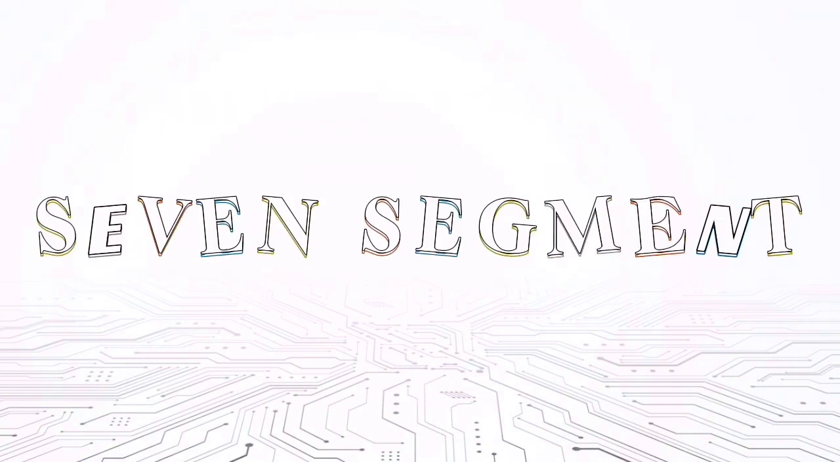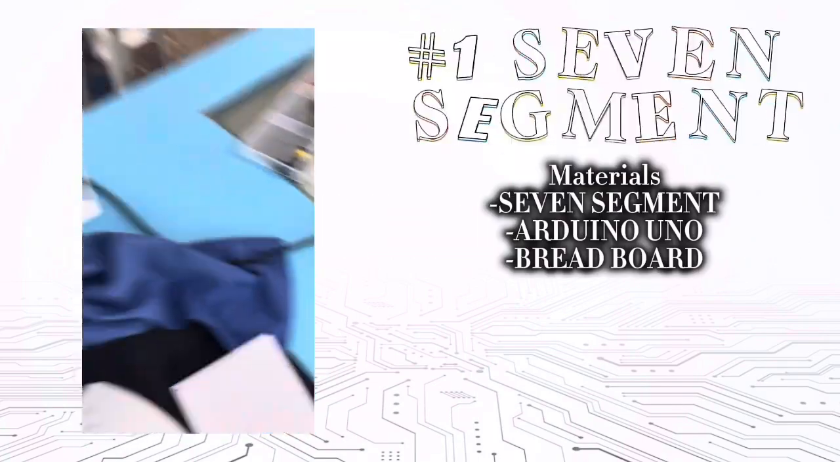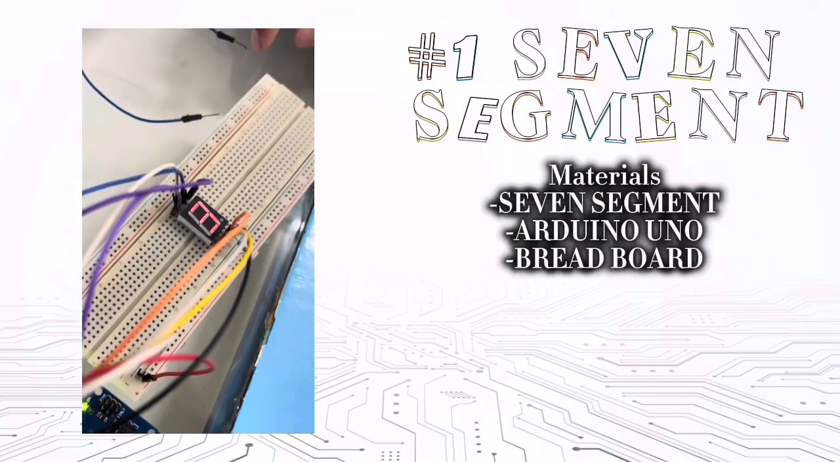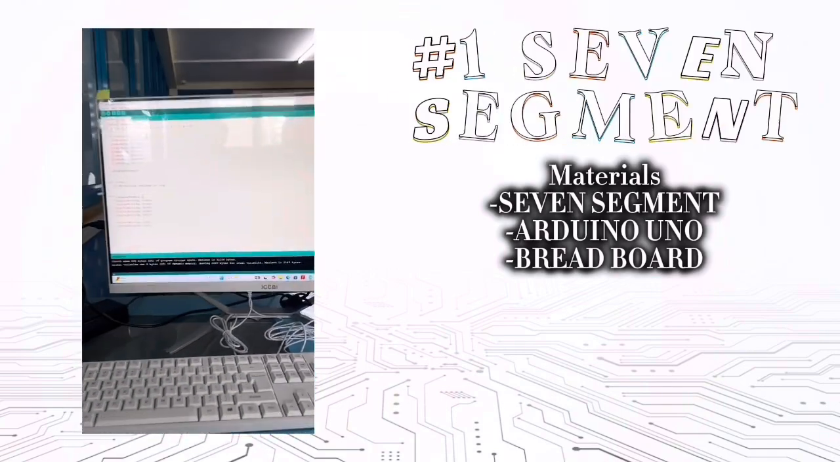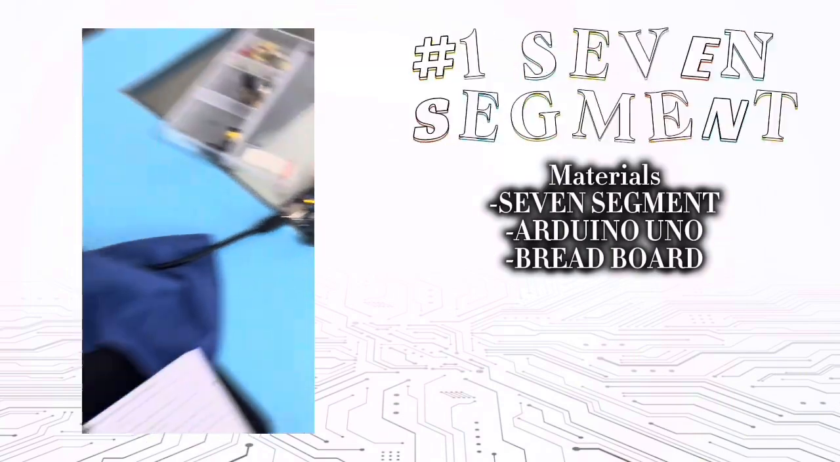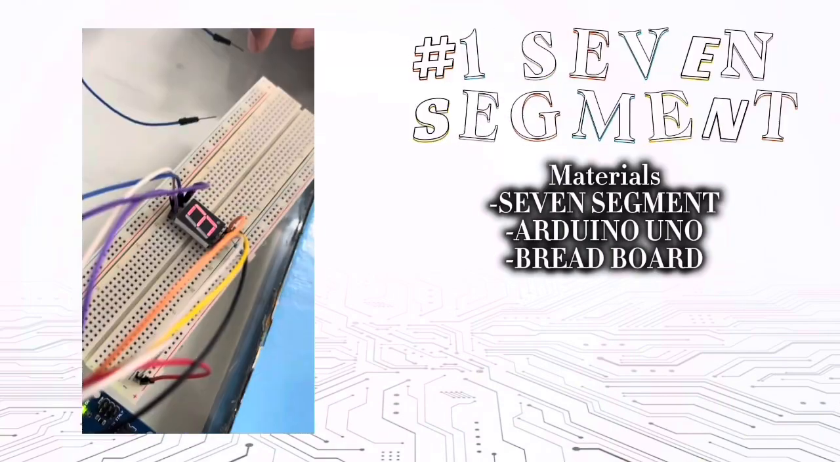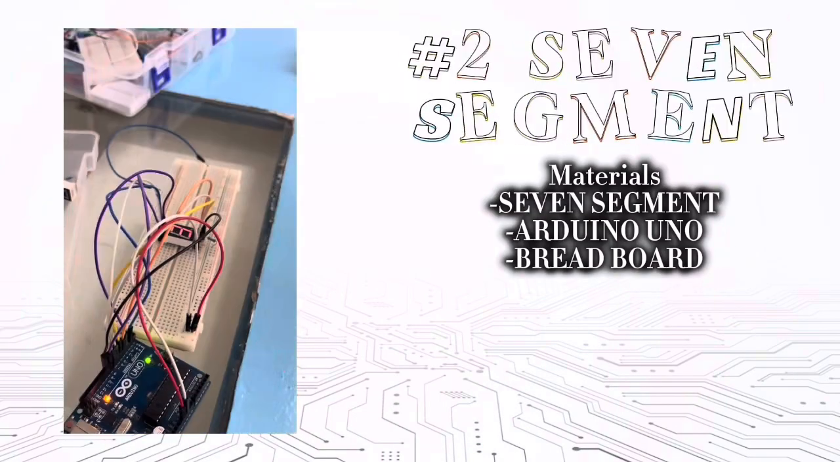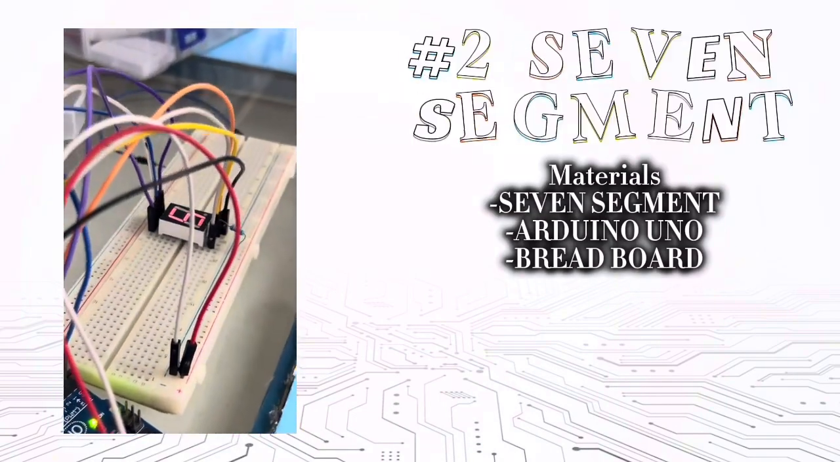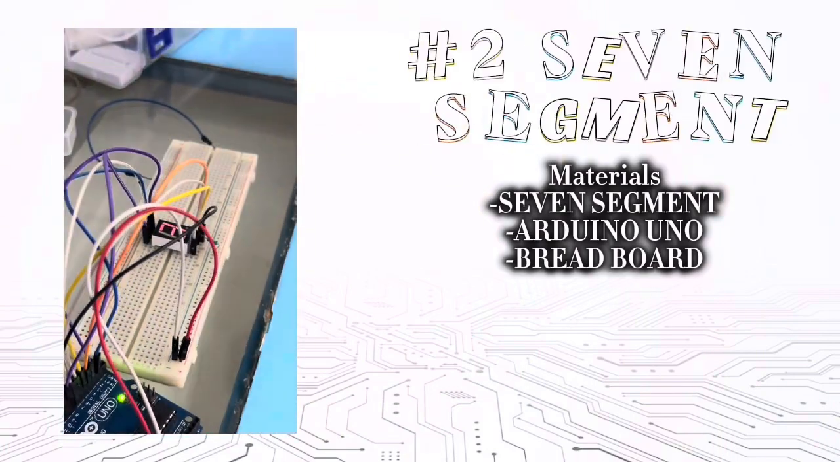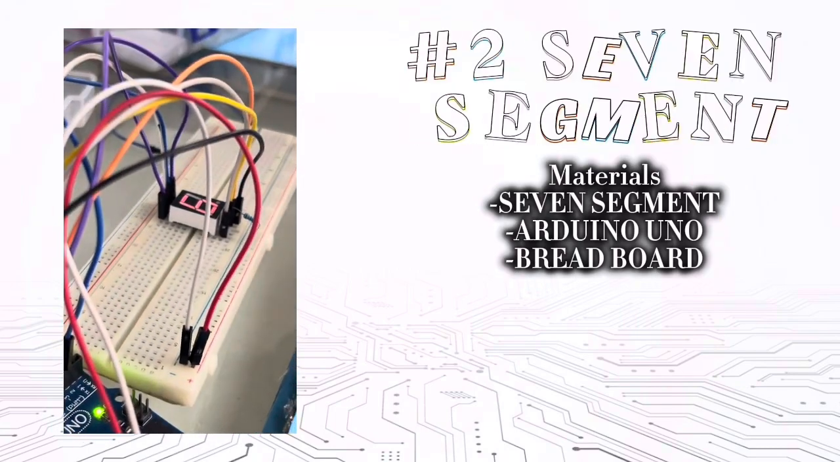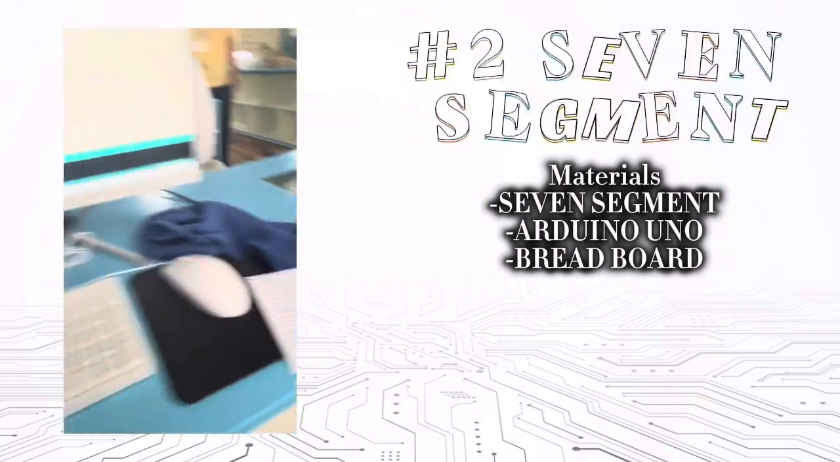Third lesson, 7 segment. 7 segment 1. Materials: 7 segment, Arduino Uno, breadboard. In this task, we made a simple 7 segment display that shows a single number. 7 segment 2. Materials: 7 segment, Arduino Uno, breadboard. In this task, we made a simple 7 segment display that counts from 1 to 9.